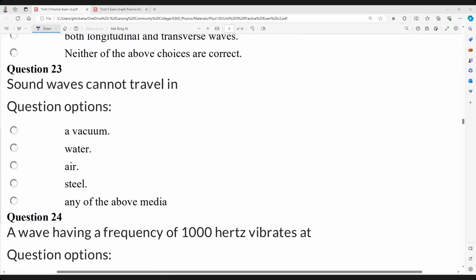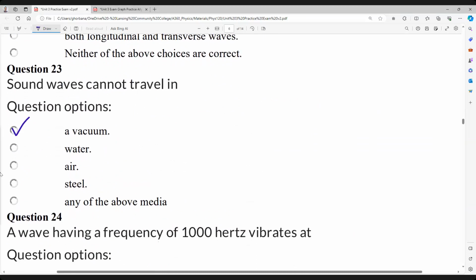Number 23. The sound wave cannot travel in a vacuum. Perfect, because a sound wave needs a medium to travel. But light is not like that. Light can travel with a medium and in a vacuum.